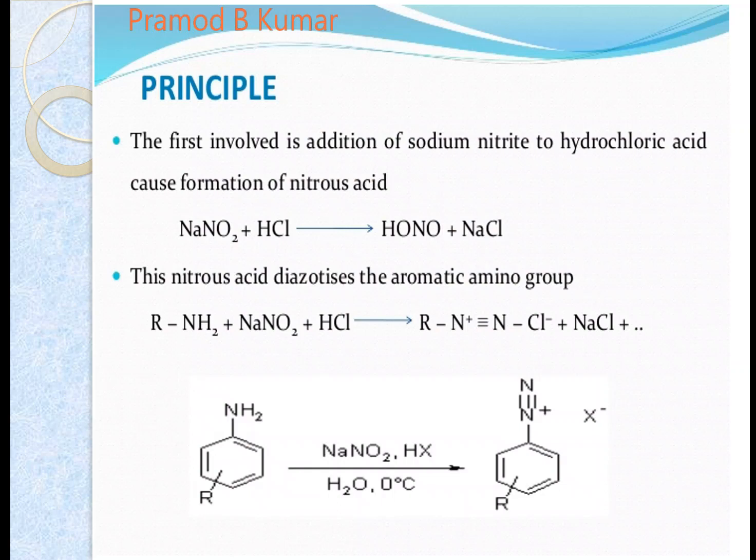Now let us see what happens in the diazotization. First, your NaNO2, sodium nitrite, reacts with HCl to form HNO2, that is HONO, nitrous acid. This nitrous acid will then react with your aniline to form your diazonium salt. They only react with primary amines to form a diazonium salt, whereas secondary amines do not give you a diazonium salt. They form a nitroso derivative. So this is only used in the case of primary amines. Very important thing to be remembered.